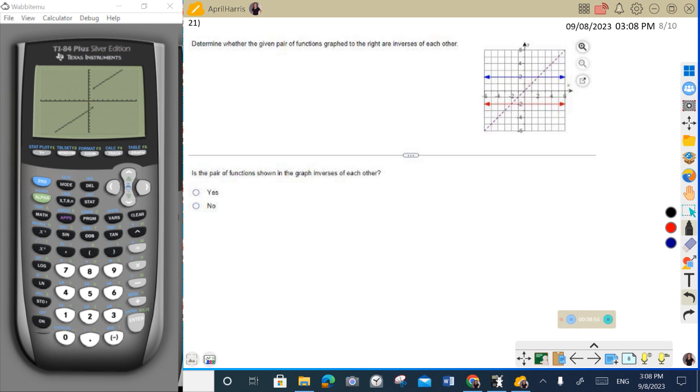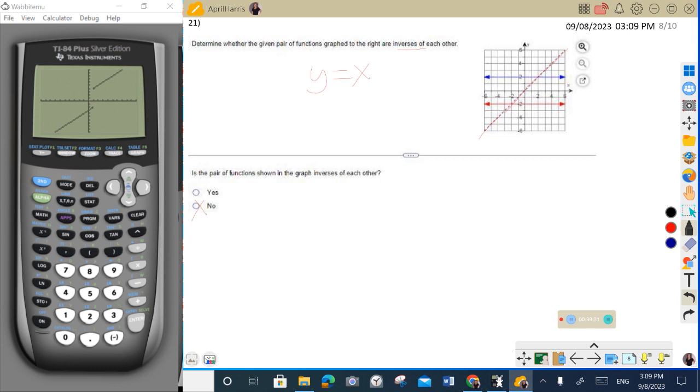All right, number 1 says determine whether the given pair of functions graphed at the right are inverses. What you should, air quote, should have learned in class is that inverse functions are symmetrical across the y equals x line. They have that line graphed in here for you. Are the red and the blue lines, sorry if you're colorblind, mirror images of each other? No, they're not mirror images of each other, so they're not inverses.